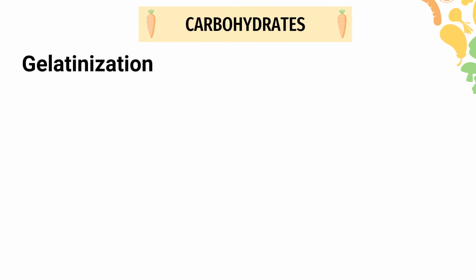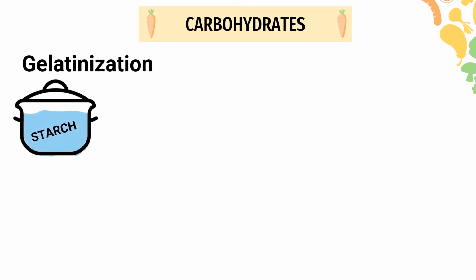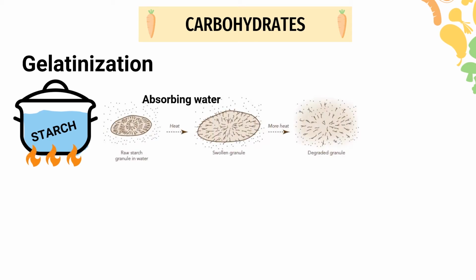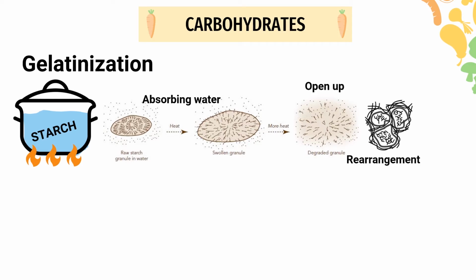Gelatinization process is usually achieved by soaking starch in excessive water and applying heat on the mixture. Starch granules then absorb water and the starch structures open up and rearrange into a network that entraps water.